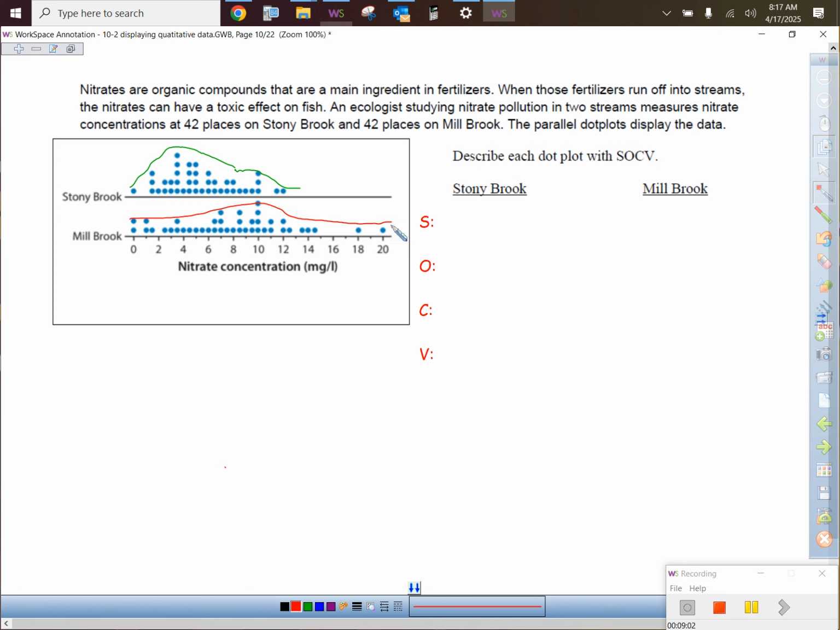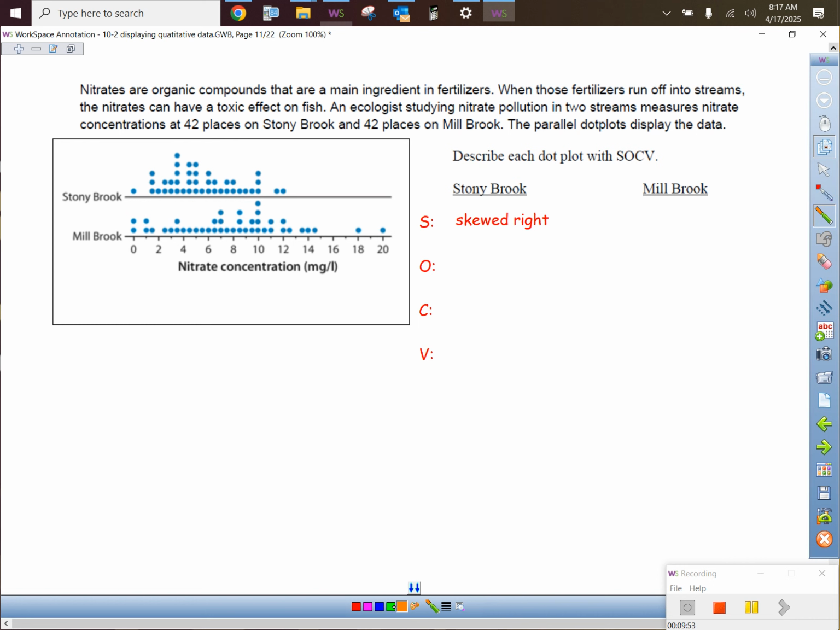Okay. I don't think so either. So it's probably skewed. Where do you feel it is skewed? To the left or to the right? Here's the peak, right? Where's the tail longer at? On the left side or on the right side? On the right, so we're going to call this guy skewed right.